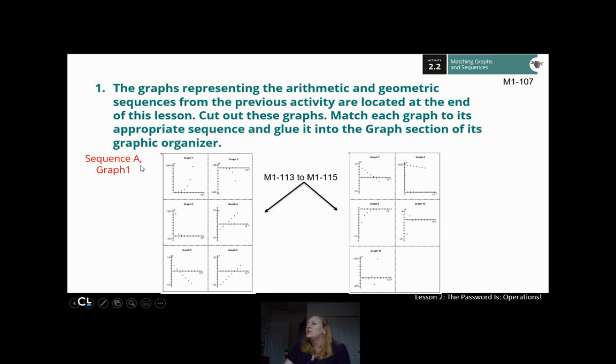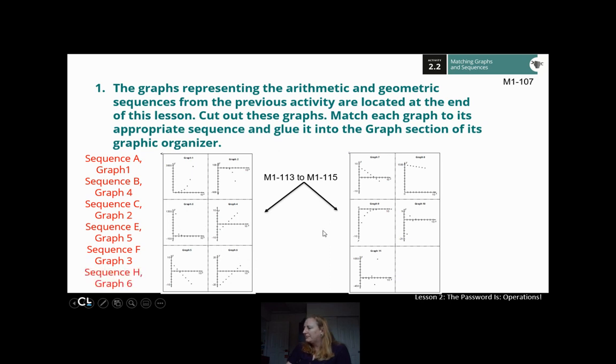So we already said sequence A went with graph 1. Turns out sequence B went with graph 4 over here. Sequence C went with graph number 2. Sequence E went with graph number 5. Sequence F went with graph number 3. Sequence H went with graph number 6. Sequence J went with graph number 9.